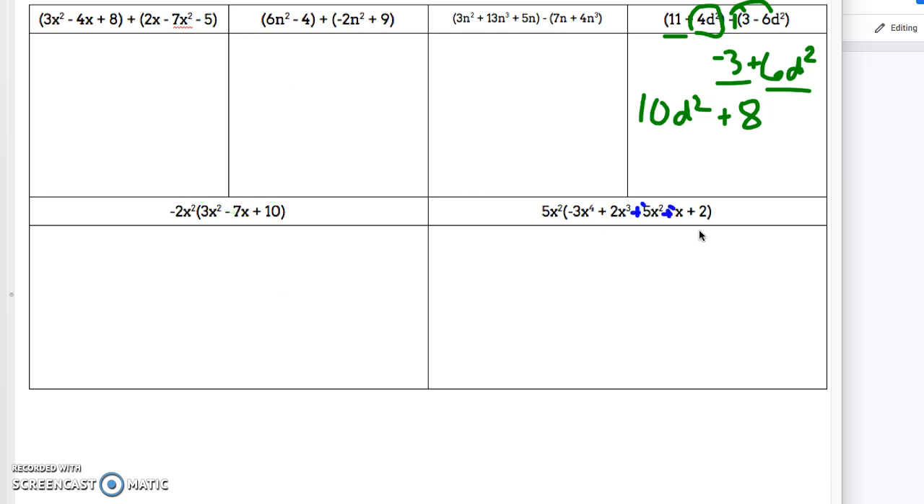Alright, hopefully the first thing you did was LCO it. That's what I did, and now I'm ready to distribute. 5 times -3 is -15. And then when I add those exponents, I'm going to have x to the 6th power. Next, I'm going to have 5 times 2 for 10, and x will be raised to the 5th power. Next, I'm going to have 5 times -5 for -25, and x will be to the 4th power. Notice my exponents are in descending order so far, so that's good.